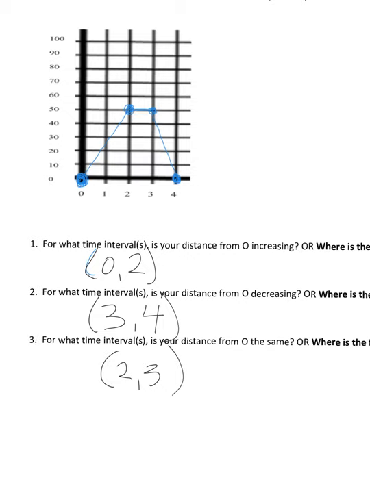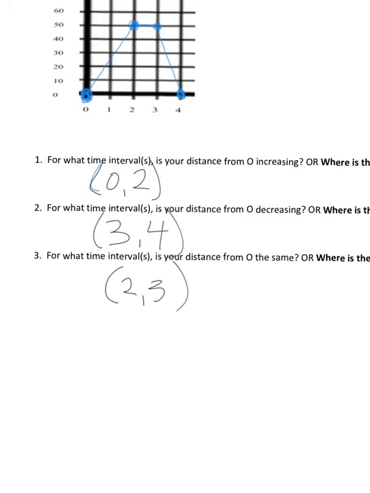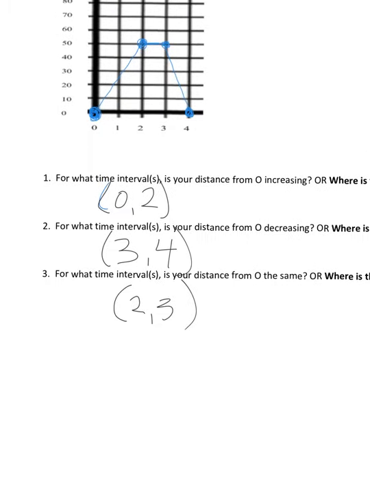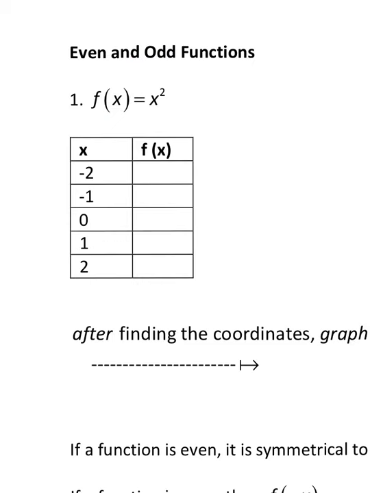Now, there may be some graphs where you don't have one of those, and then you just put NA for not applicable, or you could put the null set. Note the null set looks like that.